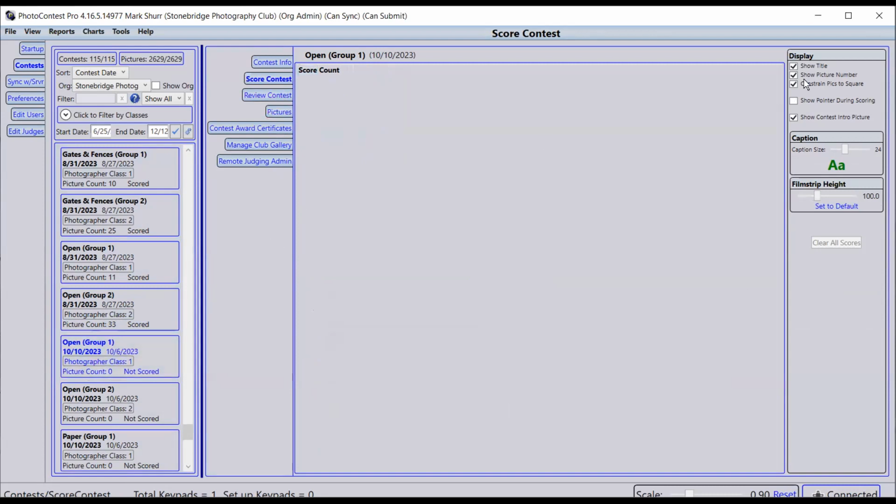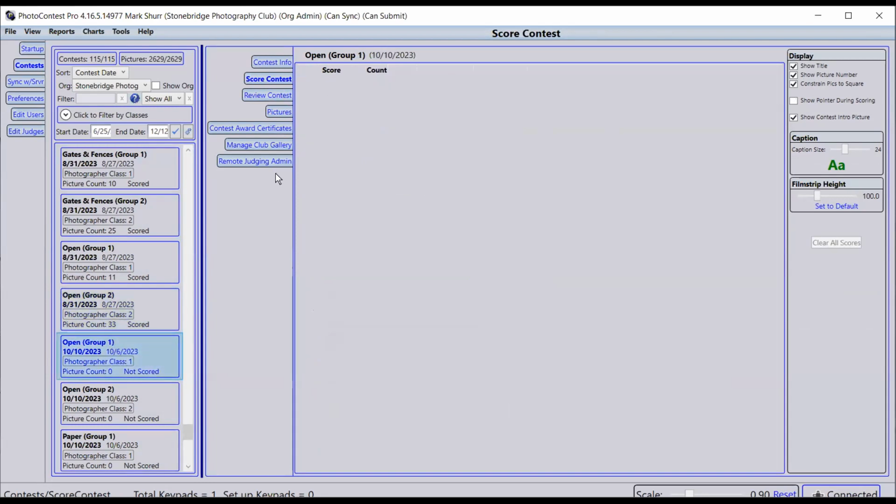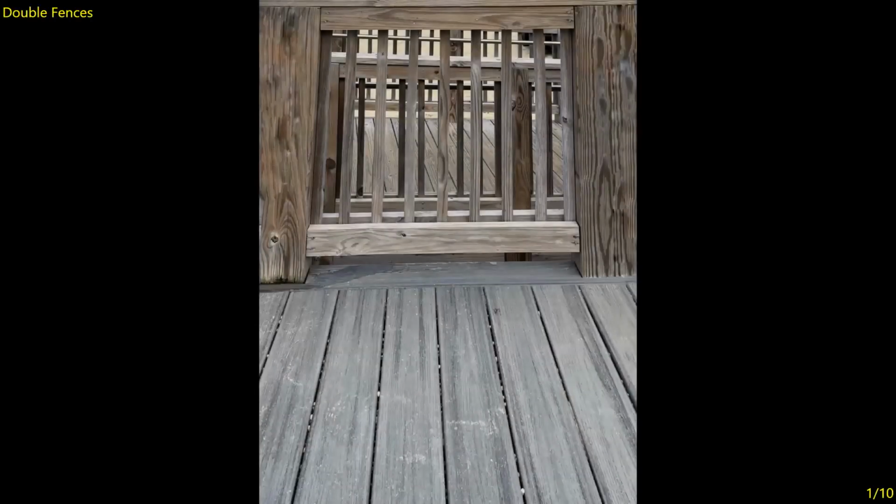Wait a second. Oh, what happened here? Hold on. Mark, I don't know, we did open already, didn't we? Yeah, we did open. You did? I have to do the theme, yes, the theme, group one. The theme, fences and gates. Oh, I'm sorry. You're right. My apologies. Okay, thanks a lot. Score. Okay, group one. Sorry about that.